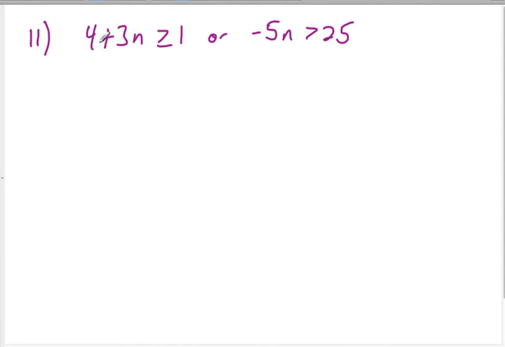For the left one, I'm going to subtract 4 and then divide by 3. I don't switch the sign because I only divided by 3, which is a positive number. Here I'm going to divide by -5, so I do switch the sign. And it's an OR statement, so I graph it.